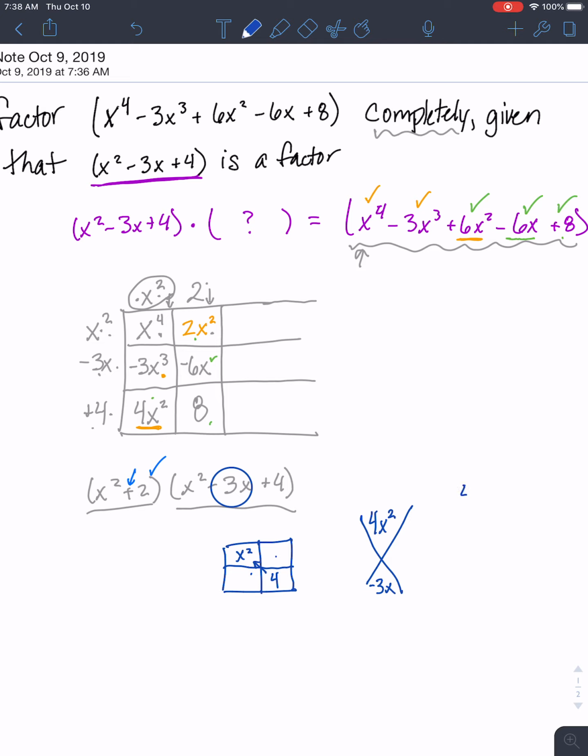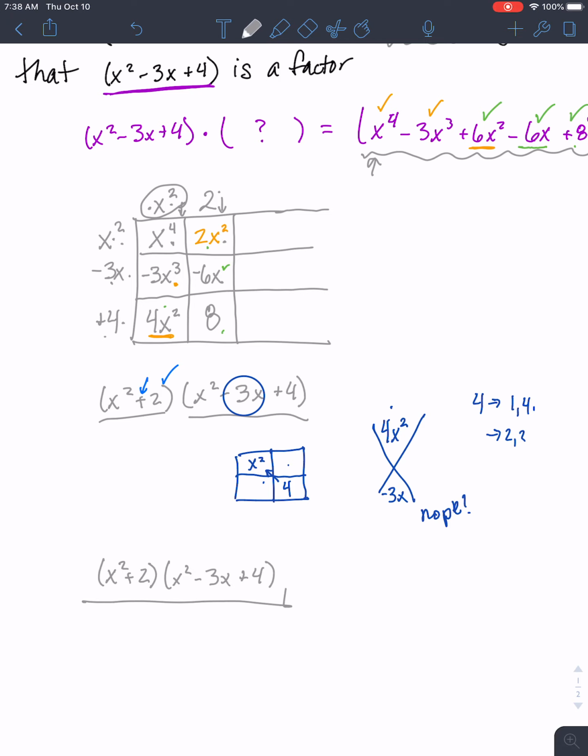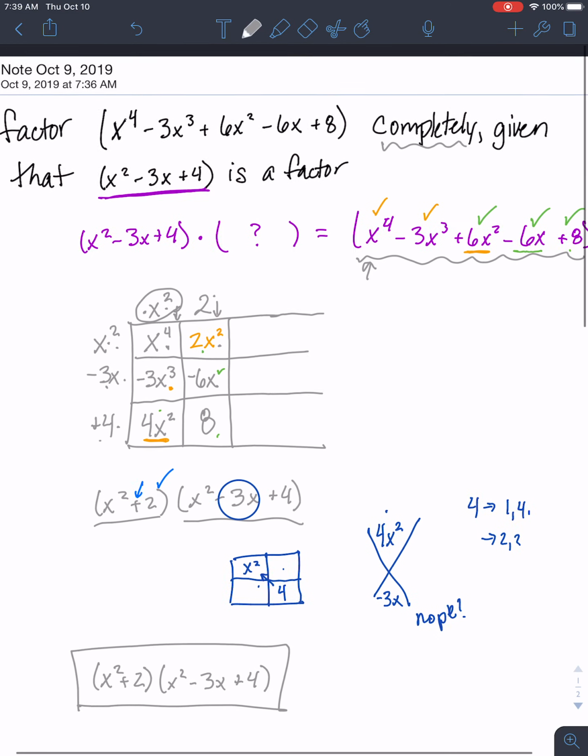Let's see. 4 has factors of 1 and 4, and factors of 2 and 2. Because I need this term to be positive, they either both need to be positive numbers or both be negative numbers, which means this does not work out. Nope, I'm done right here at this level. So what that tells me is the factors that I'm looking for of my polynomial are x squared plus 2 and x squared minus 3x plus 4. And we have now completely factored our gigantic polynomial.